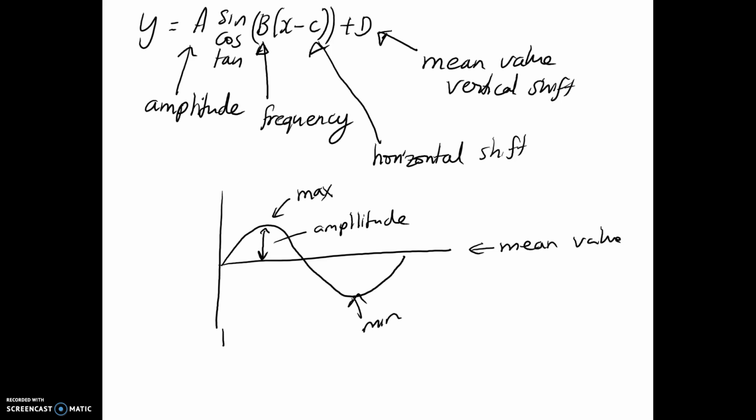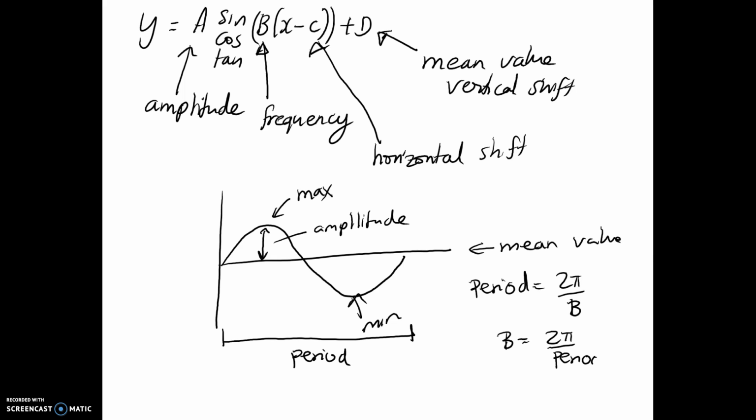The time taken for one full waveform to complete is the period, and period is 2 pi divided by b. Of course, if you rearrange this, b is going to be 2 pi divided by period. It's also easier to realize that from the maximum to minimum is about half a cycle. Knowing that will help you in some questions.